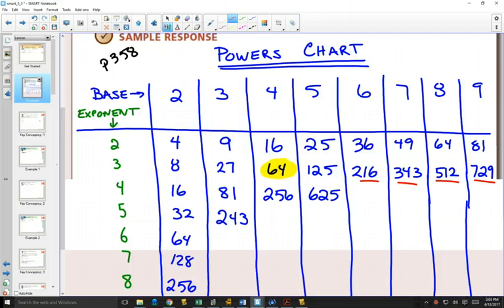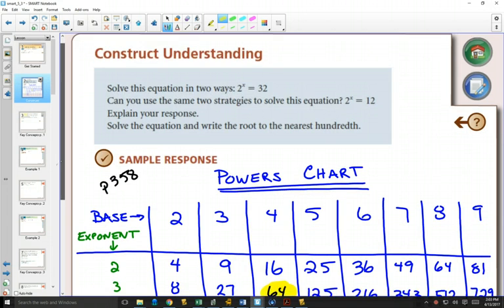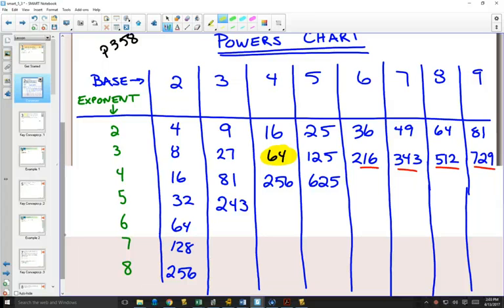But what we're going to do is we're going to use these powers charts to solve exponential equations. An exponential equation is just where the power has the variable. So if you were trying to solve 3 to the x equals 81, you could go back to your powers chart and say, is 81 in our powers chart for a base of 3? Yes. What would the exponent then be? The exponent would be 4, because 3 to the power of 4 is 81.